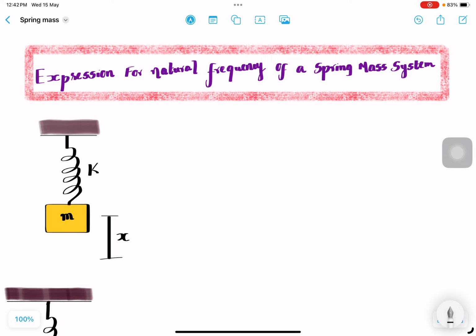Now, when you stretch this mass by an amount X, the moment you leave this mass, the spring is going to pull this mass back to its equilibrium position. So there is an action force that is pulling this mass back to its equilibrium position. So let me represent the action force, which is the spring force that is pulling the mass back to its equilibrium position. So how do you write that?